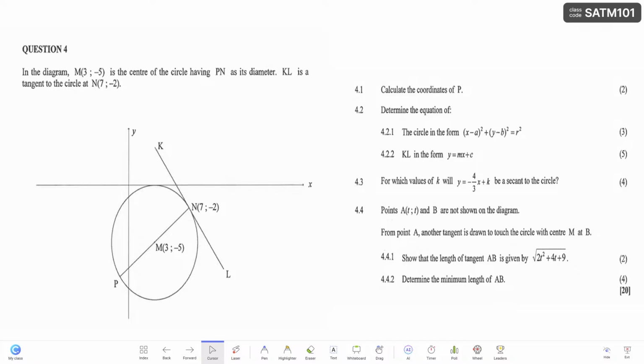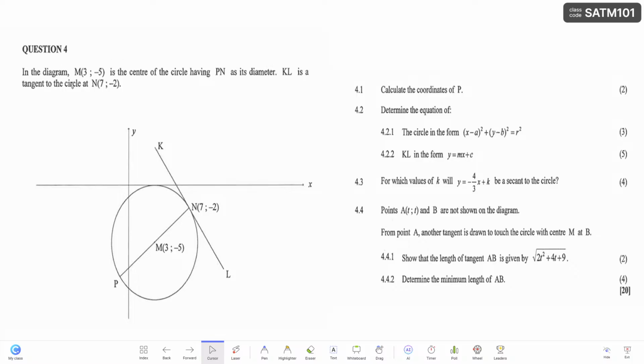So today I'm going to finish up grade 12 paper 2 2022. I didn't finish this question yesterday because I was sick. I have flu, but I will try to solve this question paper. So okay, we're doing question 4.